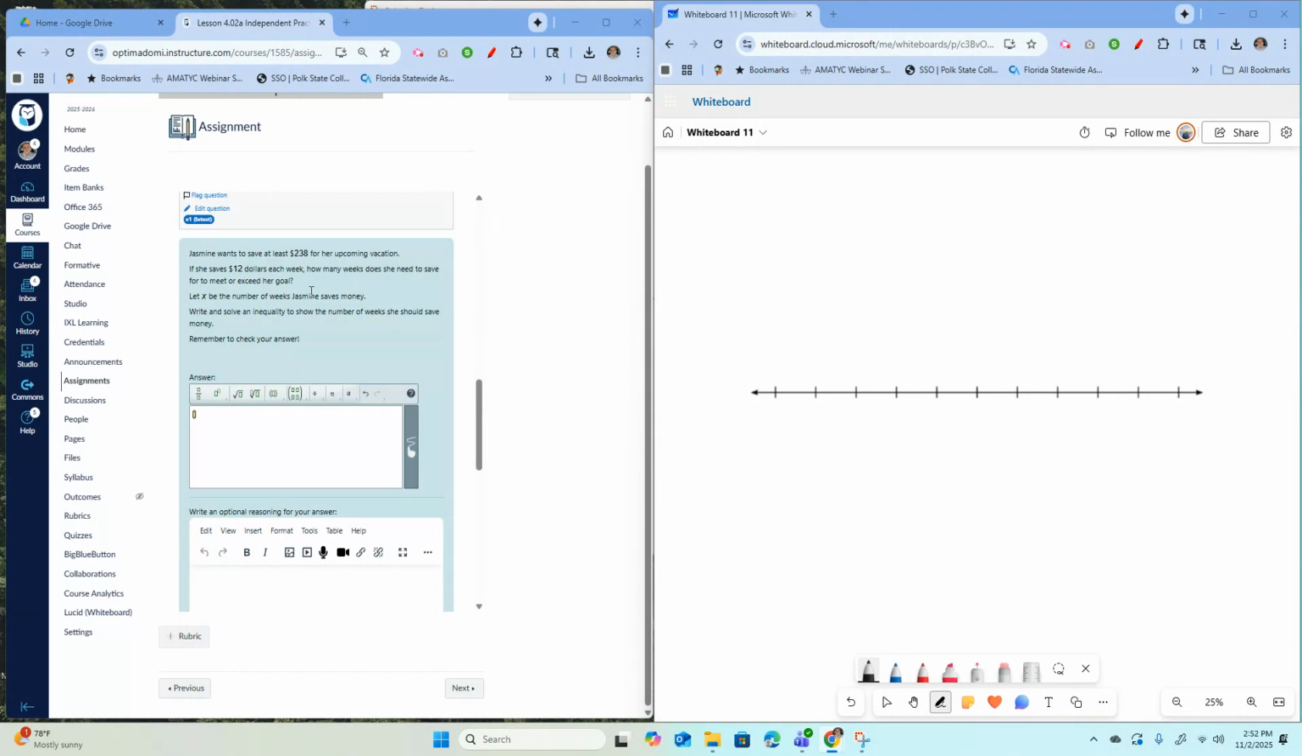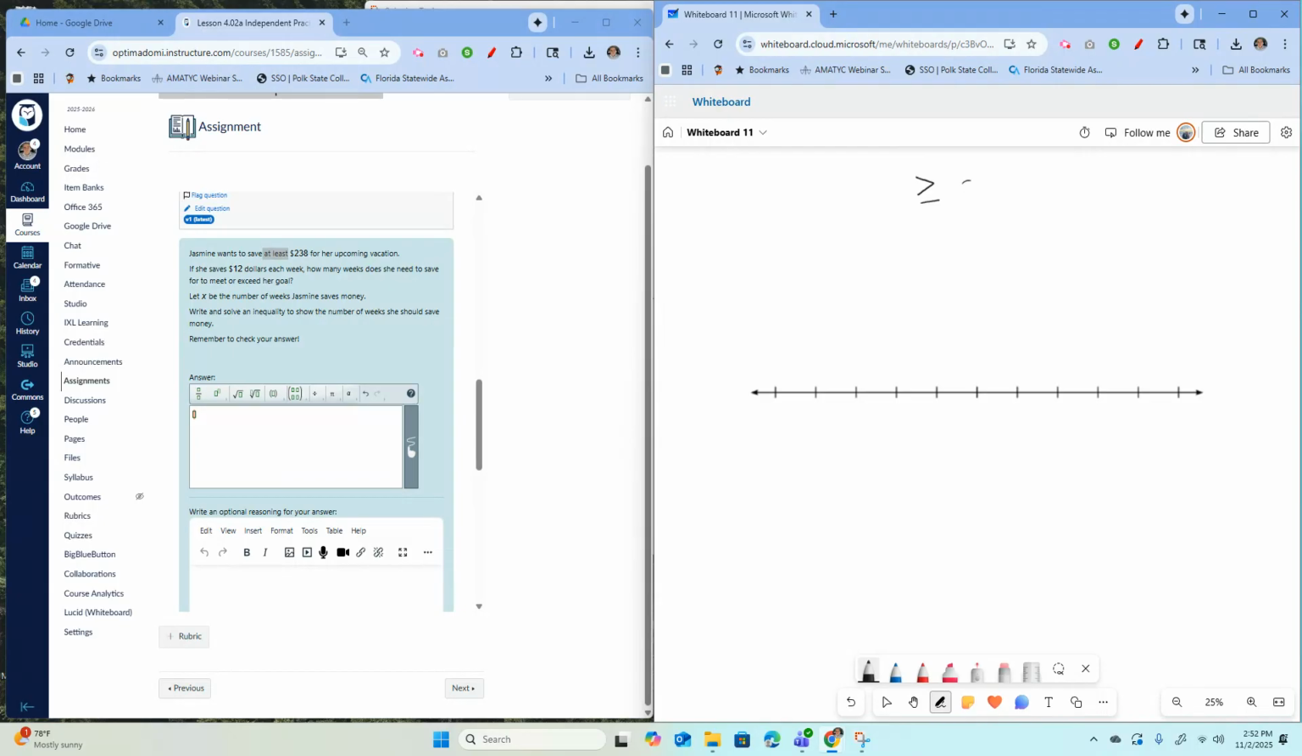In the next one, another word problem. Look for keywords, but first read the problem. It says Jasmine wants to save at least $238. See that word right there, at least? That is a key word. When you have at least, it means greater than or equal.